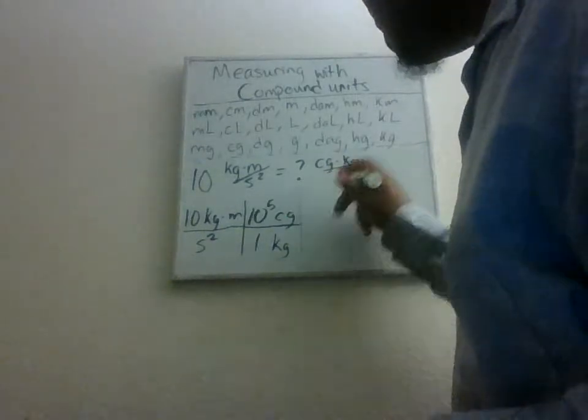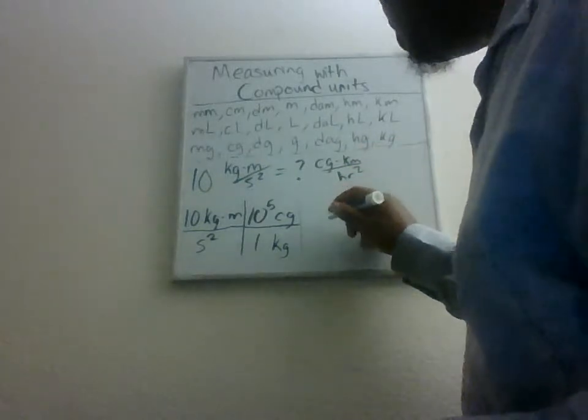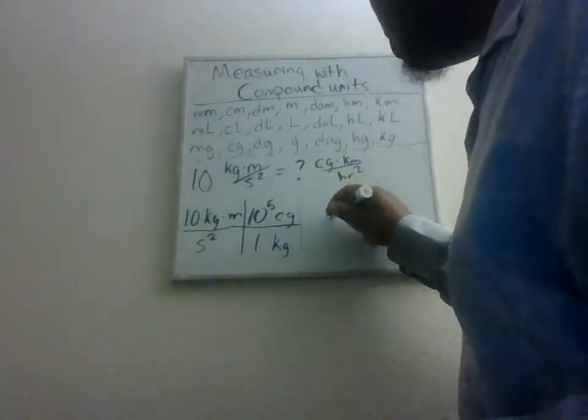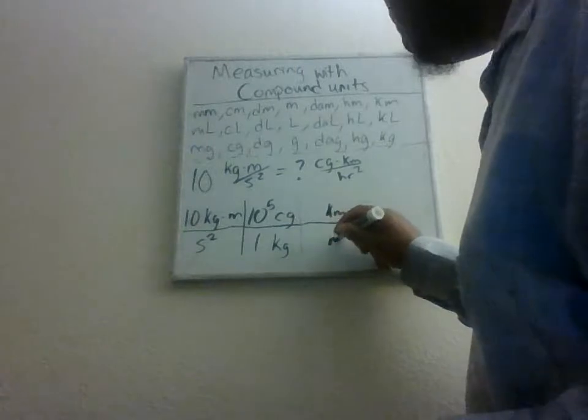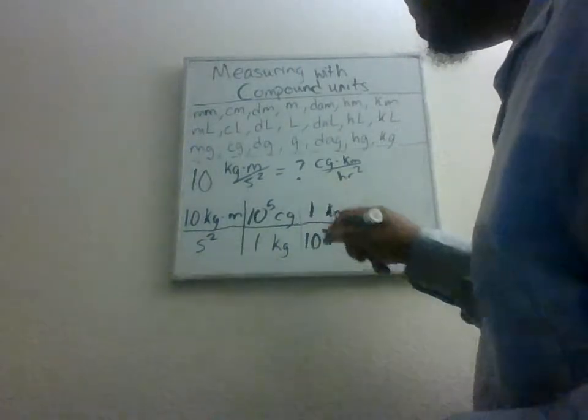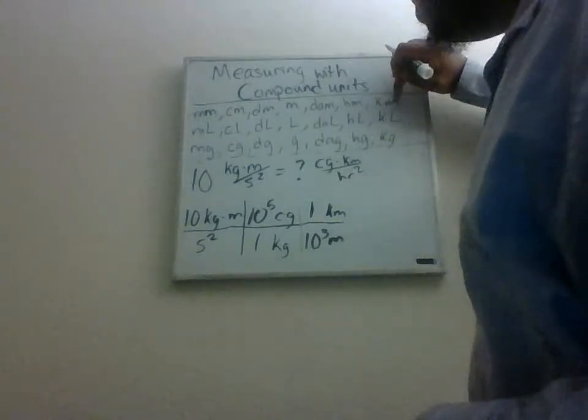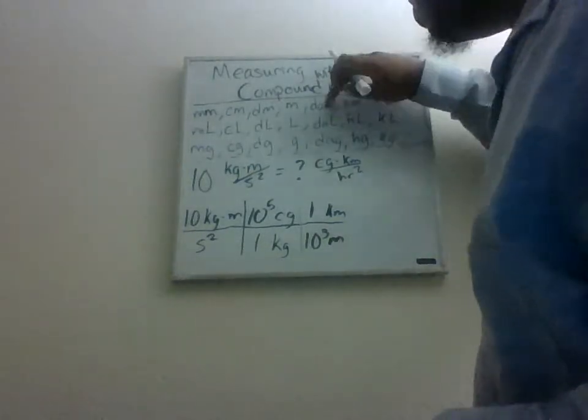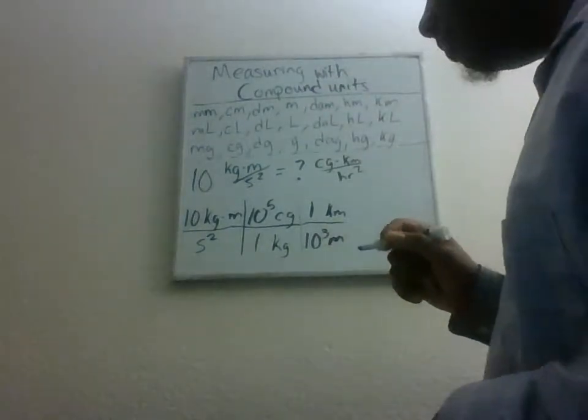And let's look at the next thing. The next thing is going to be kilometers. So our answer needs kilometers. We have meters to begin with. We know that there are 10 to the 3rd meters per 1 kilometer. To get from kilometers to meters is 1, 2, 3. So 10 to the 3rd power.